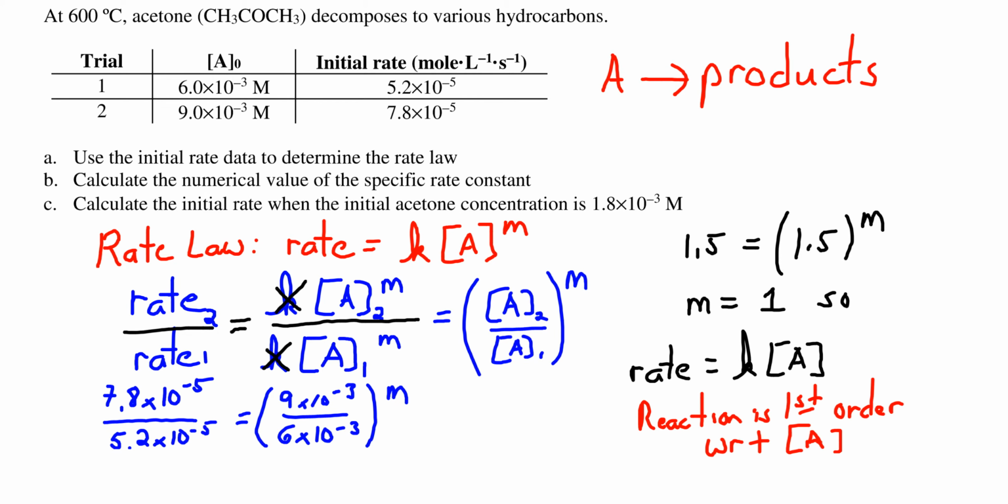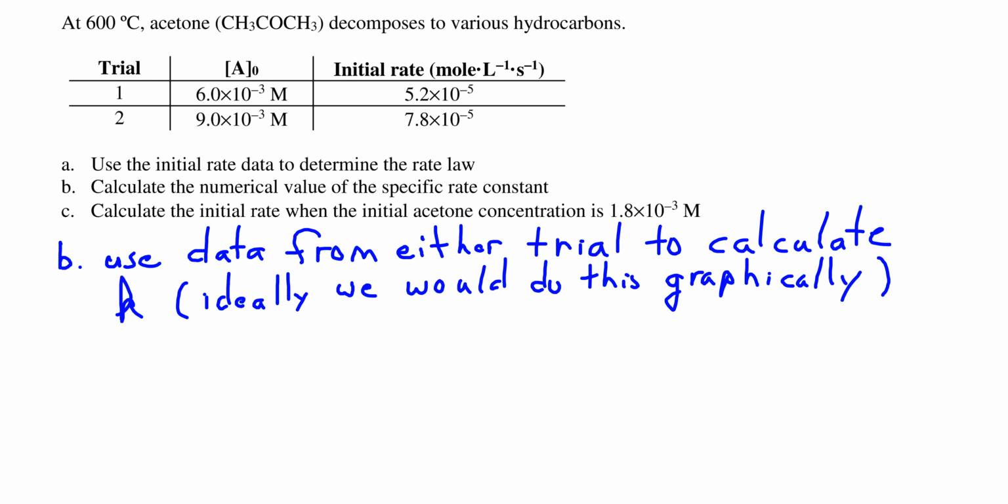Part B is asking us to calculate the numerical value of the specific rate constant. And so for part B, we want to calculate the numerical value of K, and we can use either trial to do that. Ideally, we would have created a graph using many different trials, both to determine the rate order and to get the value of K. But here we only have two trials, two data points, so we need to do it this way.